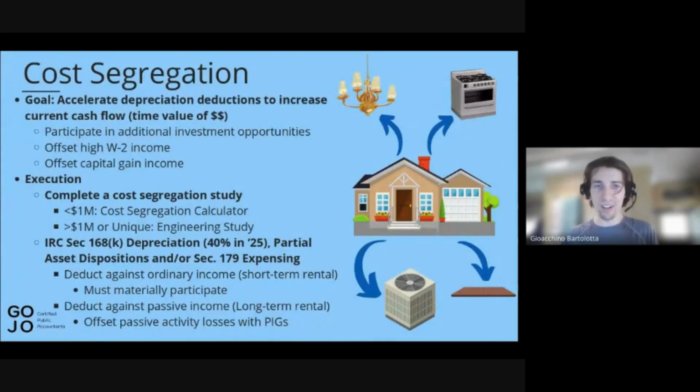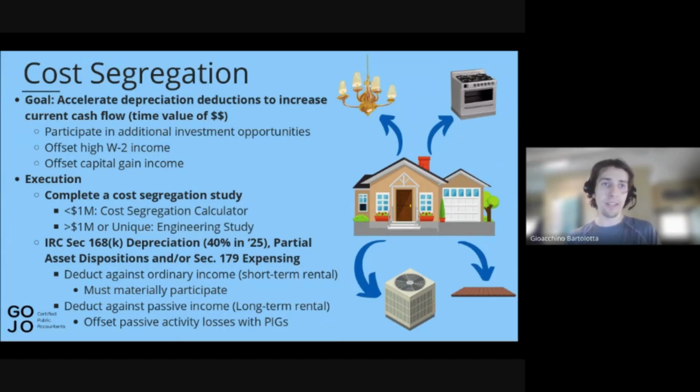So next area to segue into is cost segregation studies. This is an interesting topic. Cost segregation studies are essentially engineering studies that help recharacterize property that's capitalized as Section 1250 property. So it'd be land or building, and that's depreciated over 39 years or 27 and a half years, and recharacterizing that as 1245 property. It's essentially depreciated faster.